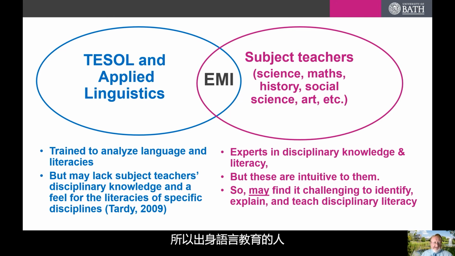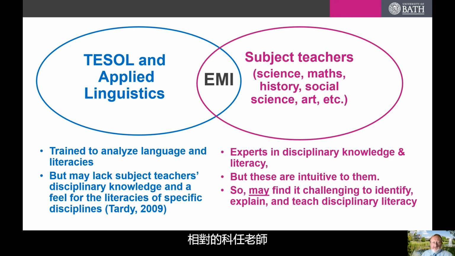So people who come with a background in language education tend to be quite skilled in analyzing language and literacies. But I don't want to overgeneralize, but there is a tendency for people with that background not to have disciplinary knowledge, and perhaps not to know so much about the disciplines of science or engineering or medicine. So therefore not very aware of literacy, the reading and writing of the specialist literature in those areas.